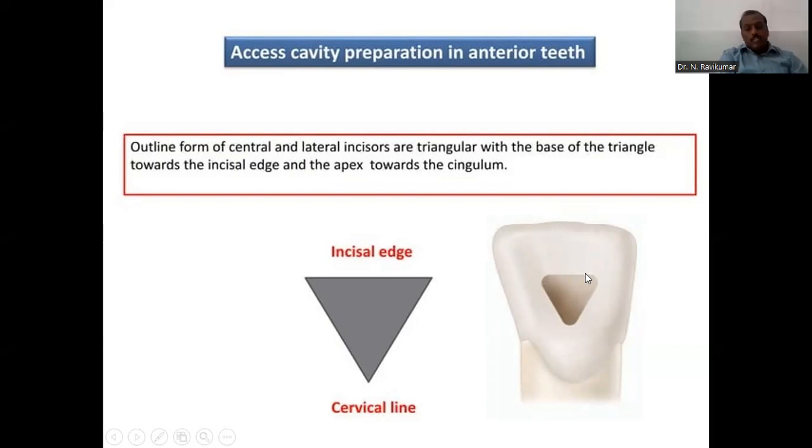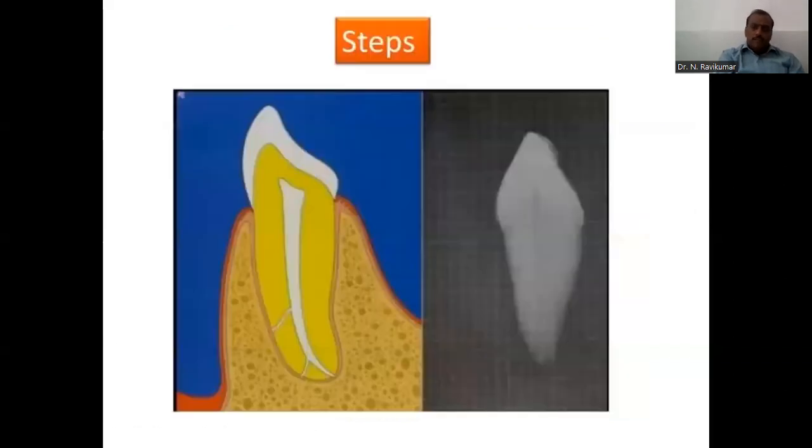Why is it triangle in shape? Because the pulp chamber is triangle in shape. That is the reason you should not make a small access cavity, because we are not able to remove the pulp or necrotic pulp from the sides. So make the triangle; then only you can remove all the necrotic tissues from the access cavity.